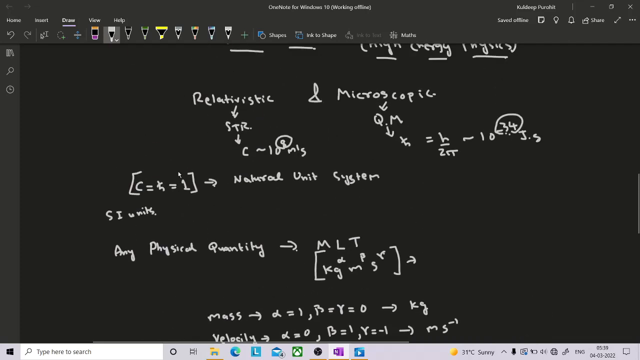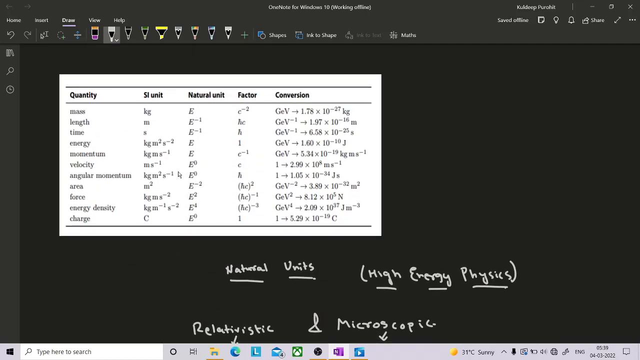I have a table with me, which is taken from the book of Daniel Baumann, Cosmology, published in the year 2021. So this is the table taken from his book. You can see that the dimension of mass is energy, and the correction factor is c to the power minus 2. So you can multiply it and go back to SI units.